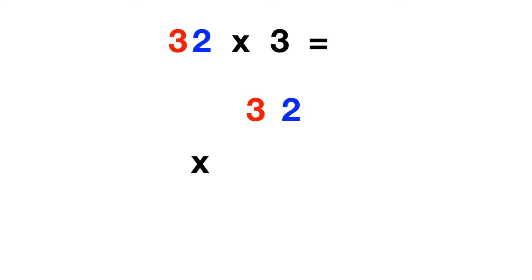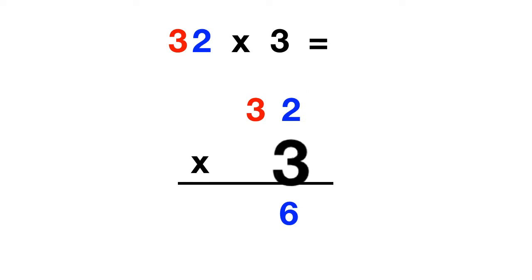Now it's time for you to practice on your own. Use the standard method to figure out what 32 times 3 equals. Well, you'll write the numbers on top of each other. 32 times 3. Then you can start by multiplying this 3 times these 2 ones. 3 times 2 is 6.